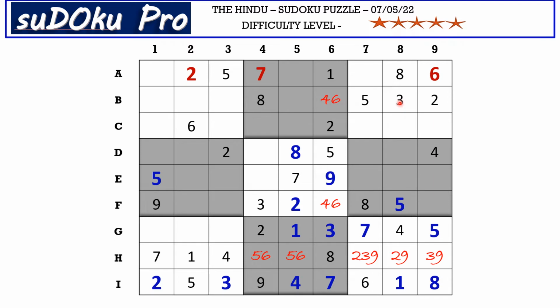Now there is a 3 here in B row and a 3 here in column 3, which blocks these 4 cells. So 3 has to be in one of these cells, either A1 or C1.